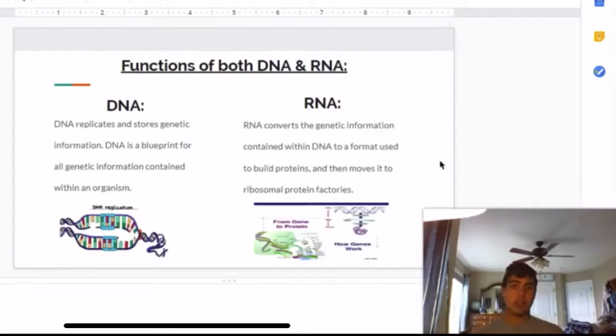Functions of both DNA and RNA. DNA replicates and stores genetic information. DNA is also a blueprint for all genetic information contained within an organism. RNA converts the genetic information contained within DNA to a format used to build proteins, and then it moves it to ribosomal protein factories.